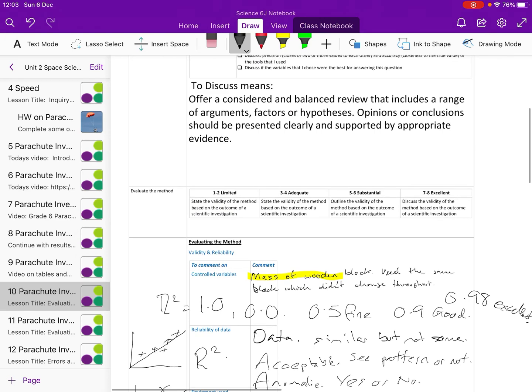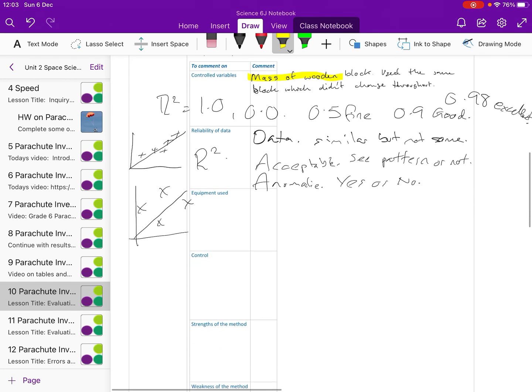Okay, remember before, we talked about the idea that you have to provide evidence for what you say. Well, your R squared is evidence. Your anomalies are evidence. Yeah?